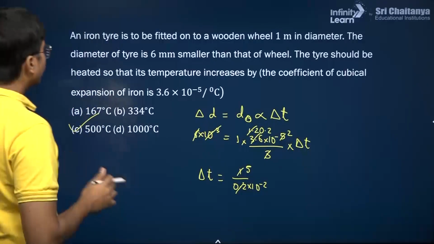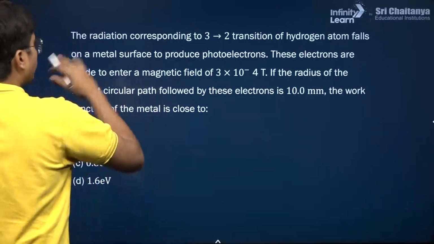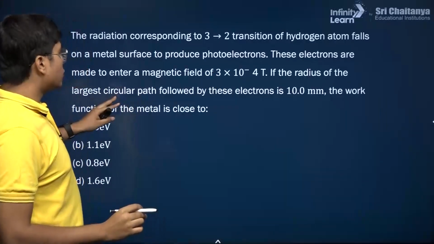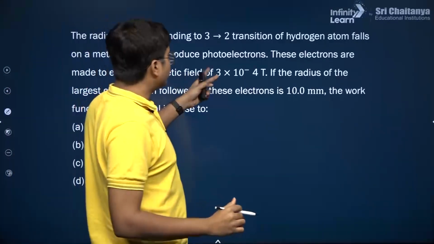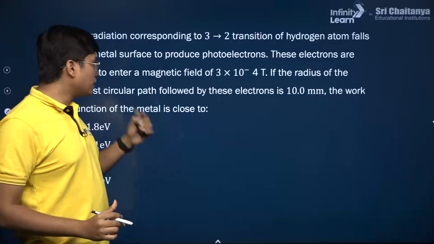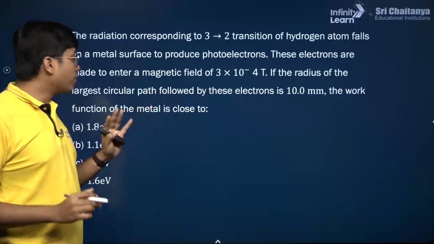Alright, moving on, we have just few more questions left. Let's go. The radiation corresponding to the third to second transition of hydrogen atom falls on a metal surface to produce photoelectrons. These electrons are made to enter a magnetic field of 3 into 10 to the power minus 4 Tesla. The radius of the largest circular path followed by these electrons is 10 millimeter. The work function of the metal is.